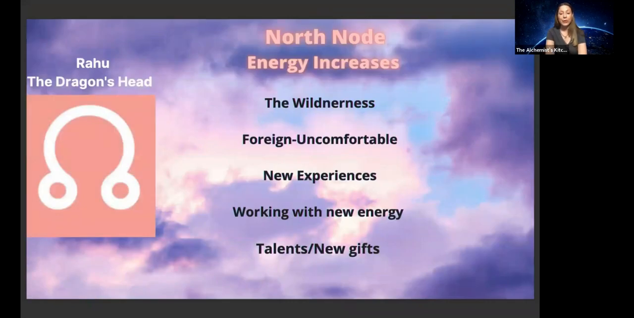And here we have the North Node. The North Node is known as Rahu, the dragon's head. And this is where the energy is increased. This is where our soul wants us to go. It's known as the wilderness, meaning it's like the unknown. There's no map. There's nothing that can tell us to go right or left, but it's something that we have to walk through. We have to figure out a new way of living, a new way of being, a new way of thinking with this new energy, the energy of the North Node.